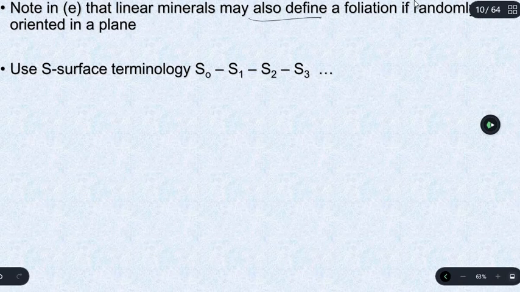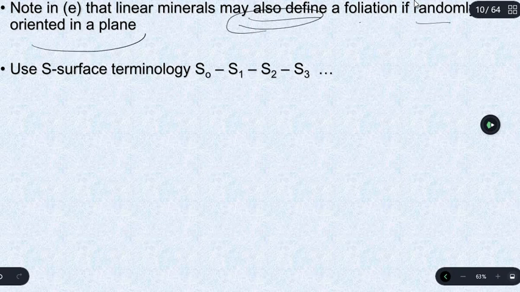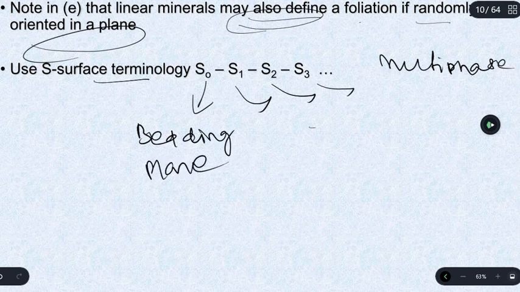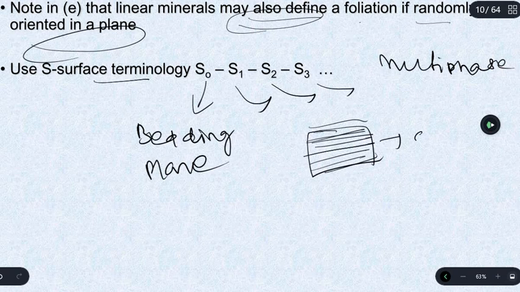And the linear mineral also defines the foliation. I just told you, if there is foliation then there should be some lineation along that foliation plane. Okay, if randomly oriented in a plane. The S surface terminology is S0, S1, S2 and S3. It is multi-phase. How do we decide the terminology? It is multi-plane. S0 is simply the bedding plane. The original foliation plane is the original bedding plane.